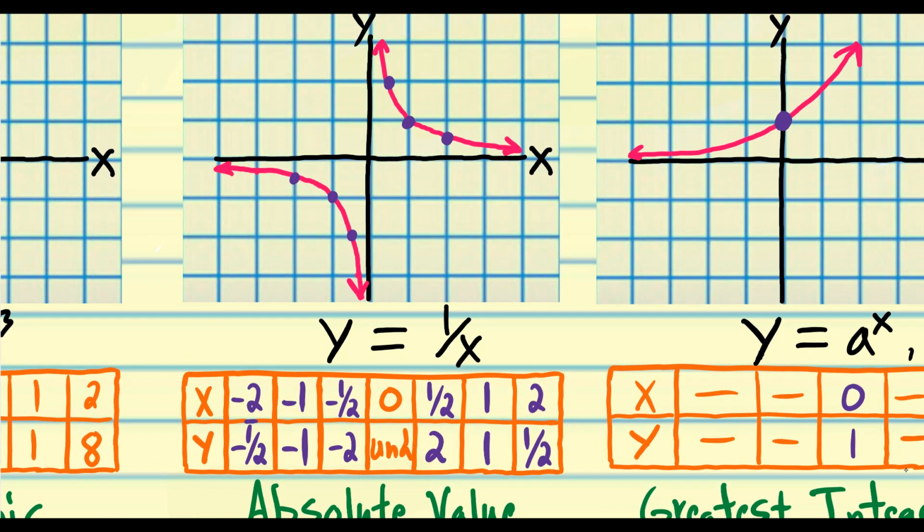So notice we have 1, 1. If you plug in 1 for x in this equation, you get 1 for y, so that's where we get 1, 1. If you plug in 2 for x, then y is 1/2. That's where we get this point here. And if you plug in 1/2 for x, then you get 2. That's where we get this point.